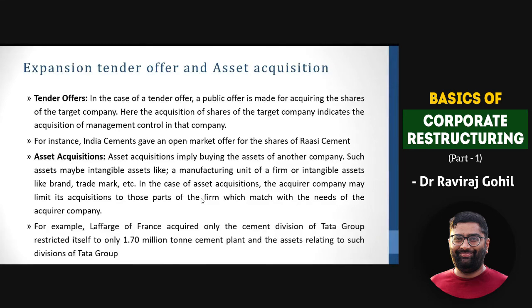For example, Lafarge of France acquired a cement division of Tata Group and restricted itself only to a 1.70 million ton cement plant and the assets relating to such divisions of Tata Group. So when Lafarge acquired a cement division, they did not acquire the entire thing. They only limited themselves to the plant with the capacity of 1.70 million tons and the assets related to that. So they are not acquiring the entire company or business, but the portion of the assets which matches their requirement.